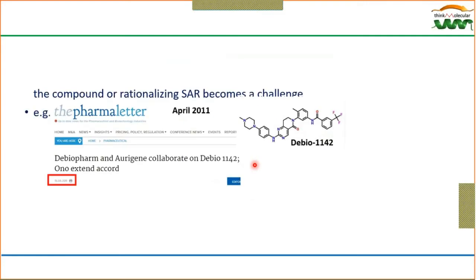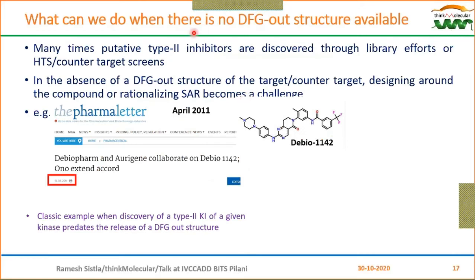Now the second one is homology models. In a talk I have given in the past, this one in March, I will again touch upon this particular case study from the point of view of how you could use this tool of homology modeling really well in drug discovery. What to do when there are no DFG-out structures available for your particular kinase. This is a case in point.